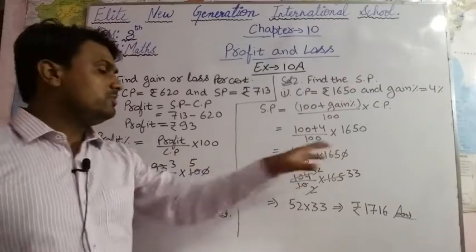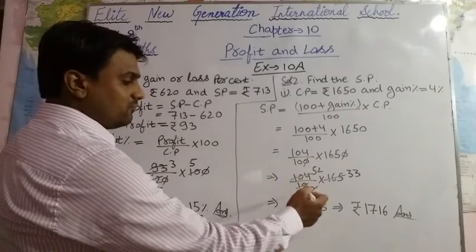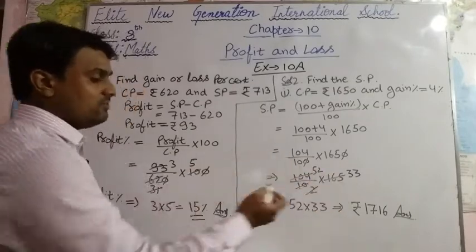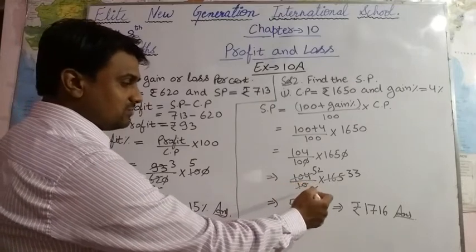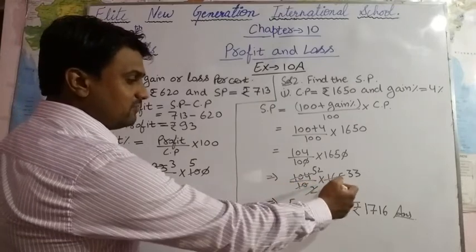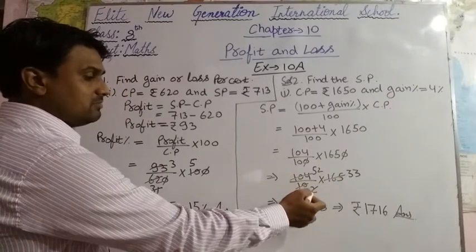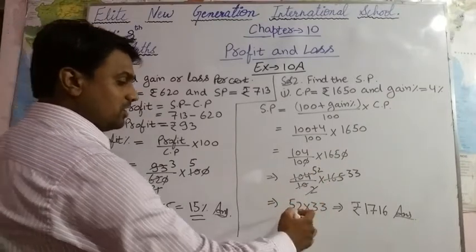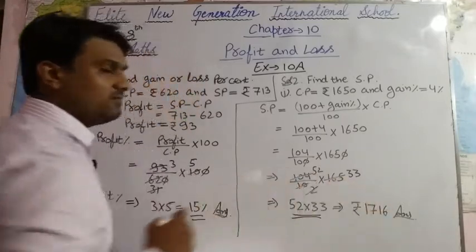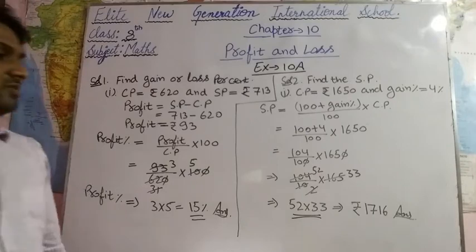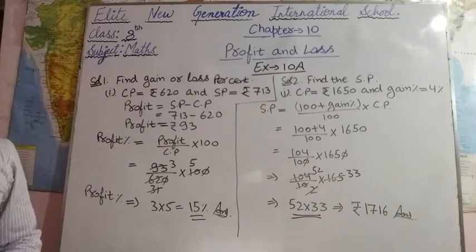Now we can solve it. This 0 can be cancelled by this 0. After this it will be 104 upon 10 into 165. Here we can cancel by the table of 5: it cancels 2 times for 10 and 33 times for 165. Now again 104 will cancel by 2, 52 times. So 52 into 33 will be equal to 1716. So we can say that SP equals rupees 1716.